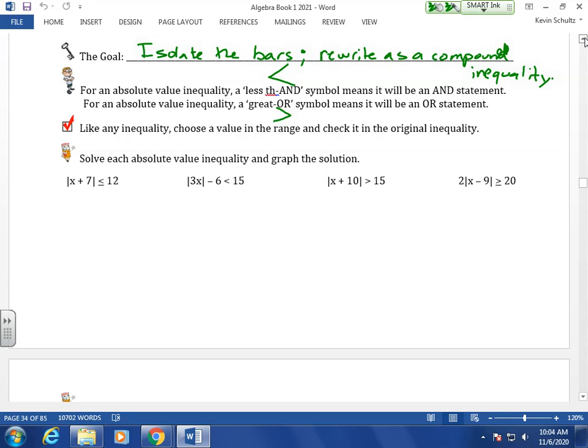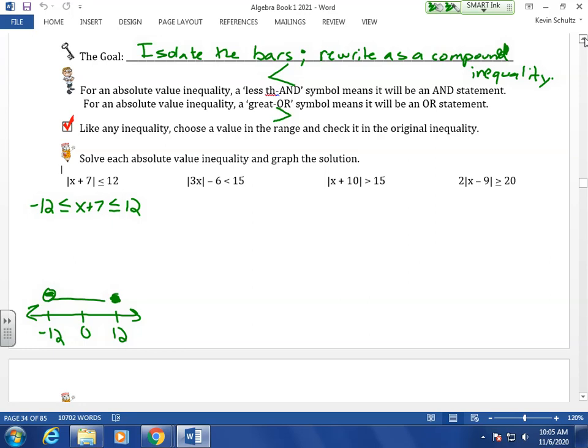If you want to, just to visualize this, use the graph that we did up above. We know that x plus 7 has to be between negative 12 and positive 12. That's what this is saying. The distance of x plus 7 is less than or within 12 from 0. So the inequality we can write here is negative 12 is less than or equal to x plus 7, which is less than or equal to 12.